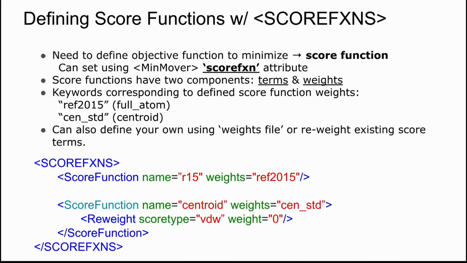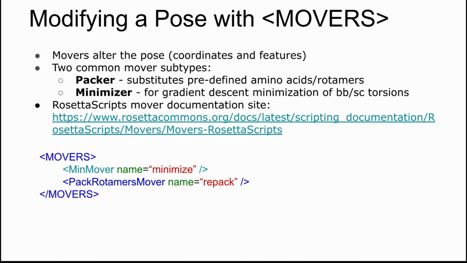So for example, this is just loading in the normal ref15 score function. And then with the centroid score function, you can, for example, set the van der Waals term to 0. So you can either use the preloaded score functions or change whatever you need to make it work.